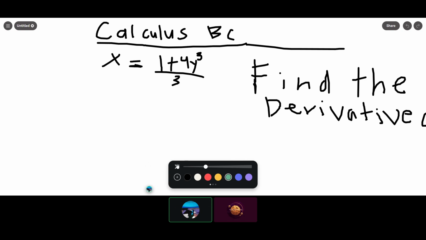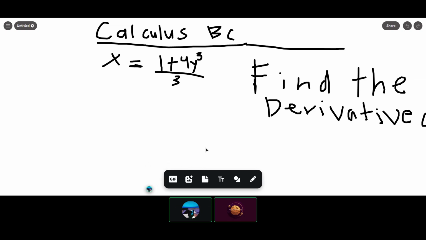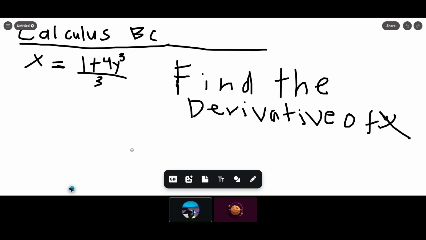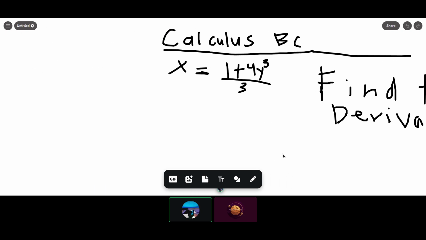So, guys, today we're going to be diving into Calculus BC. We're going to be finding the derivative of x, okay? We're going to use differentiation. Okay, guys. So, first step. We're taking the derivative with respect to x.